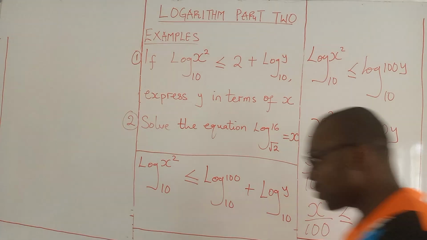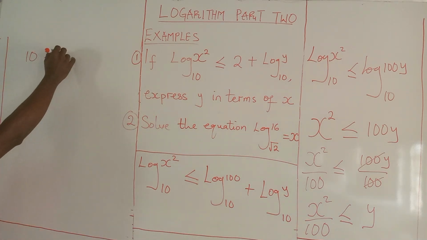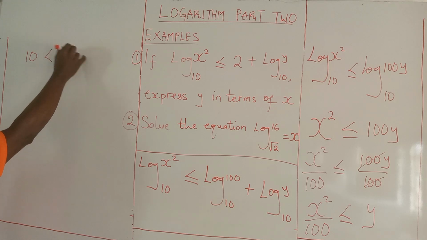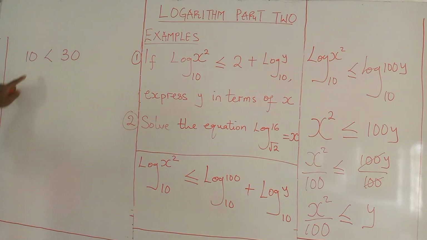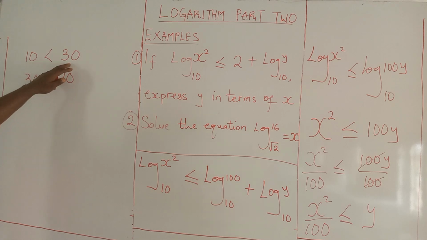Now before I show you another way, let's look at this. If you have 10 is less than 30, if I express 30 first, it will now be 30 is greater than 10. Take note, this is 10 is less than 30. If I express 30 first, the sign will change. But if it were to be equality sign, it will still be the same thing.